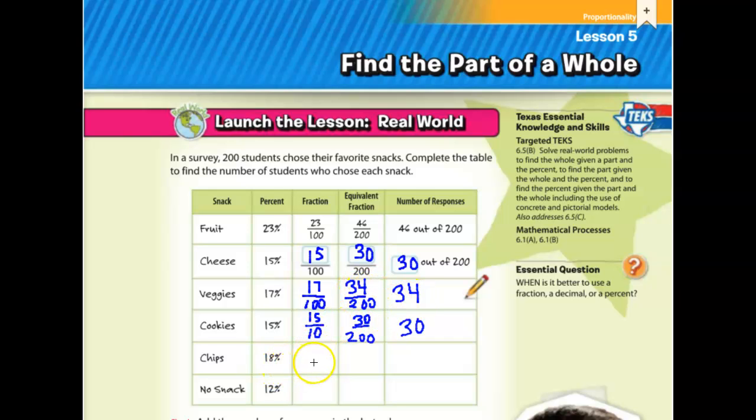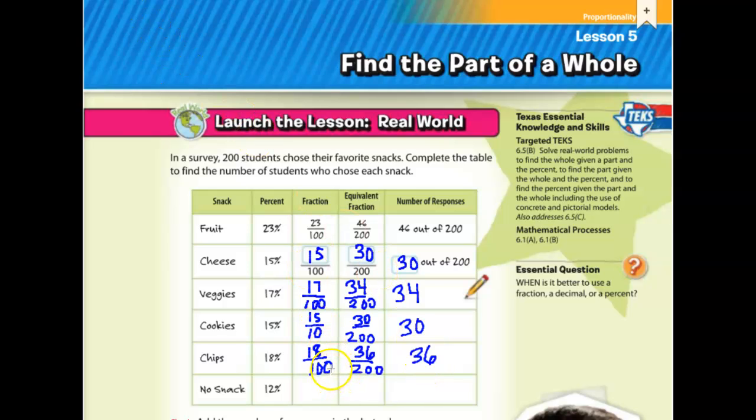Let's go ahead and do 18. I want you to fill in all three blanks for me. First off, what number should be in the numerator of this first fraction? That's correct. That's going to be 18 out of 100. So 18 is the numerator. And then go ahead and find the equivalent fraction, and then answer this question, how many students preferred chips as their snack?